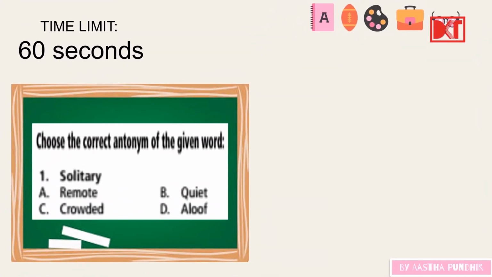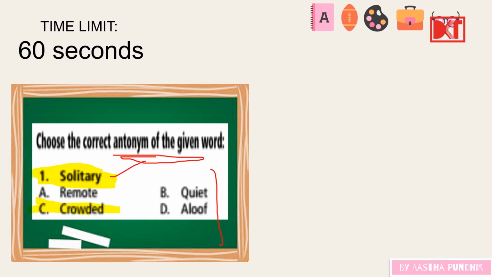Alright, so now we start off with the questions on antonyms. Here what do we have to do? Choose the correct antonym of the given word. We're given a word and we have to choose its antonym. Like here we have solitary. Options are remote, quiet, crowded and aloof. So the antonym of solitary is crowded.